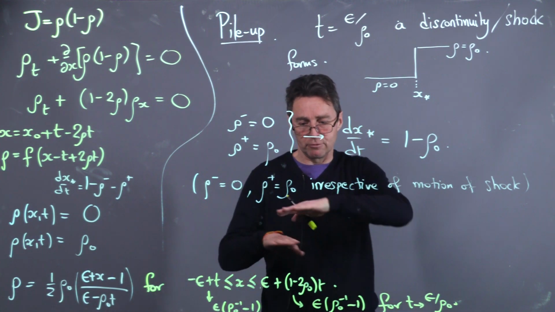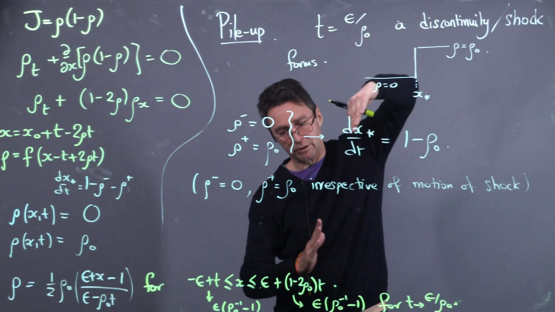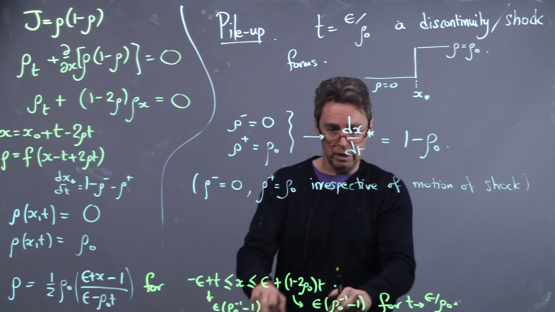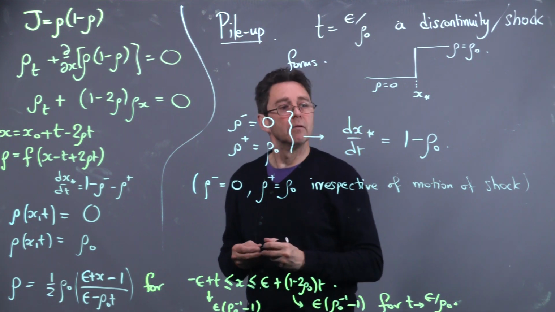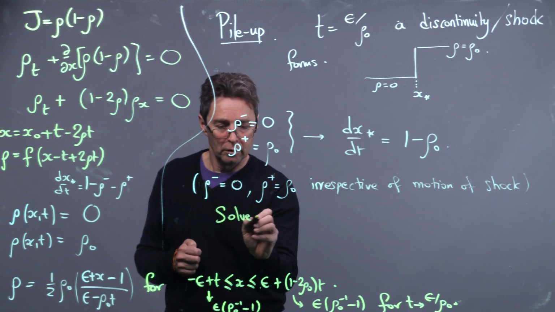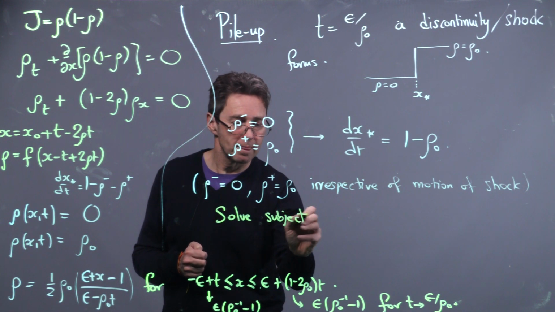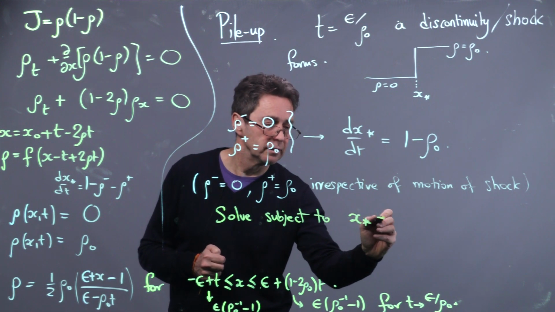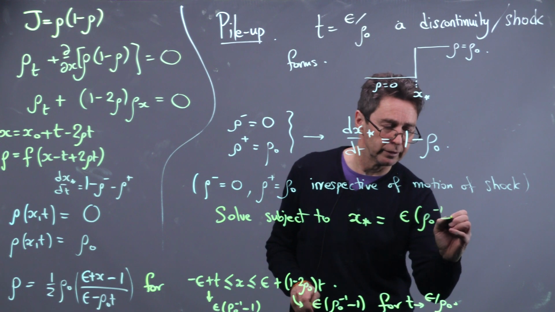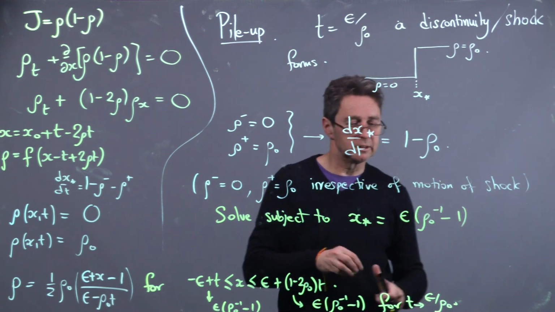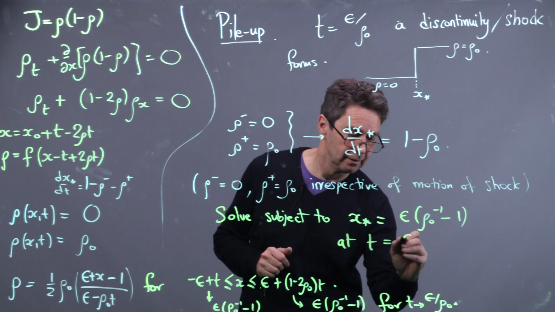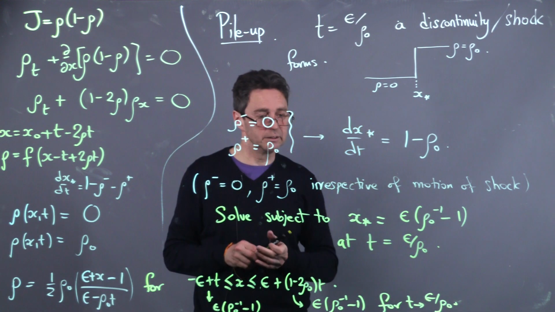So we had this ramp. The ramp was getting steeper and steeper and steeper, and the end points of the ramp come together at that particular point. That would tell us that we need to solve this subject to x star is equal to epsilon rho naught to the minus 1, minus 1. That's where the discontinuity first forms, at that point in time.